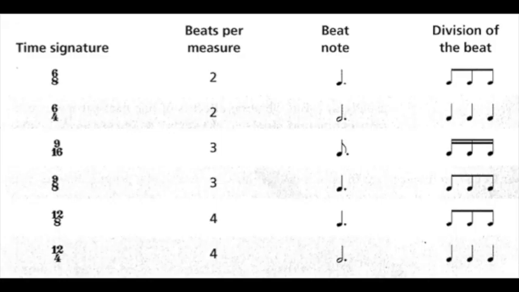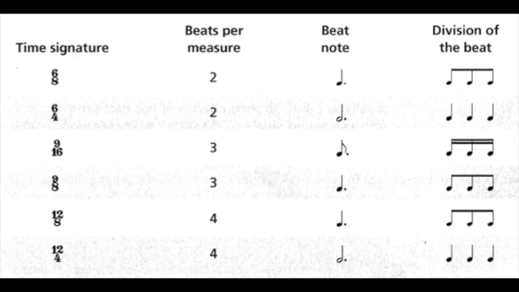So here are some examples of compound time signatures. In the first one, we have 6/8. That tells us that there are 2 main pulses in the measure, that each pulse would be a dotted quarter note, and the division of the beat is eighth notes. So we can see the division of the beat as the bottom number of that time signature, and remembering that we divide the top number by 3.